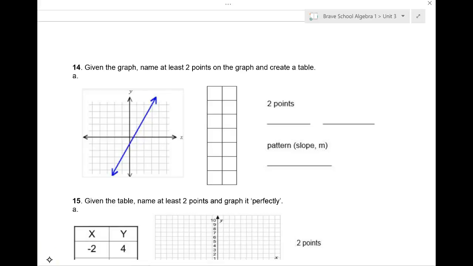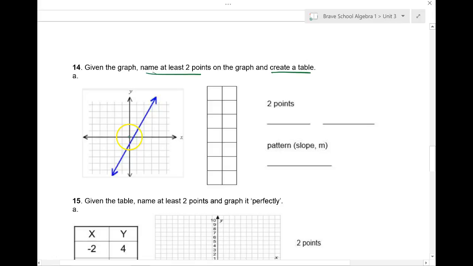Okay, so number 14. The question says, given this graph, name 2 points on the graph and create a table. So that's what we're focused on: getting 2 points out of this line and then making a table out of it. So first, let's find our 2 points.